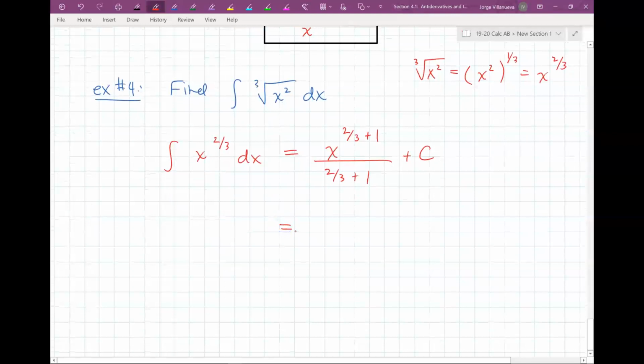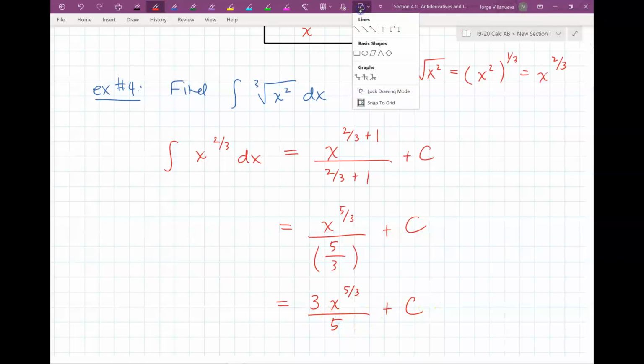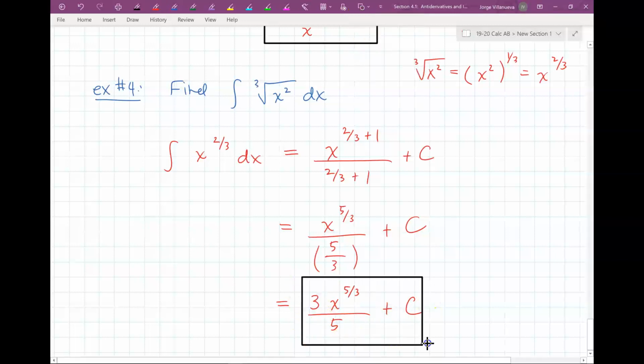So 2/3 plus 1, that's 5/3 over 5/3 plus c. But don't leave it like that. At least fix the denominator. Since you're dividing by 5/3, it's the same as multiplying by 3/5, right? You multiply by the reciprocal. So it's 3x to the 5/3 over 5 plus c. And remember, you can take a derivative of this to make sure that you actually get x to the 2/3.